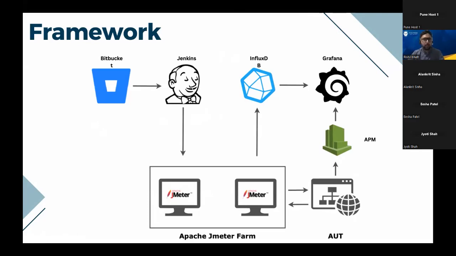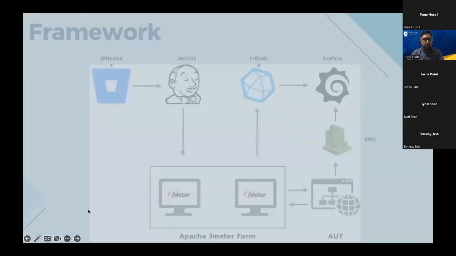This is the last slide I have. So this is the framework. Along with what we just discussed, you can trigger your JMeter scripts from a Jenkins server. You can keep all your data in a repository like Bitbucket. You can have your own Apache JMeter farm with multiple machines from which you generate the load, in a distributed setup. You can have this complete JMeter framework at your disposal. So this is what the JMeter framework is.